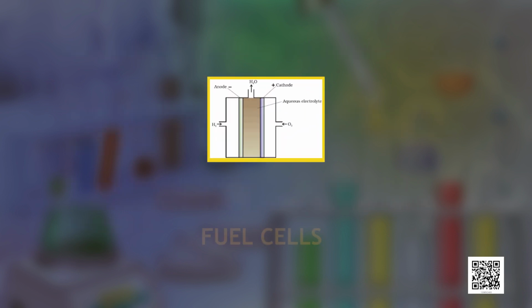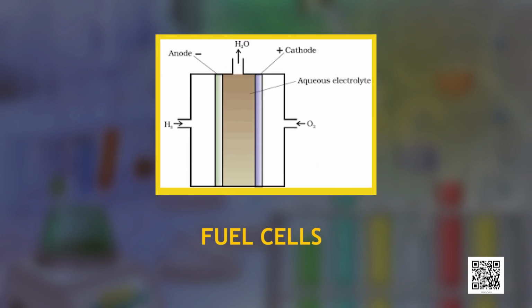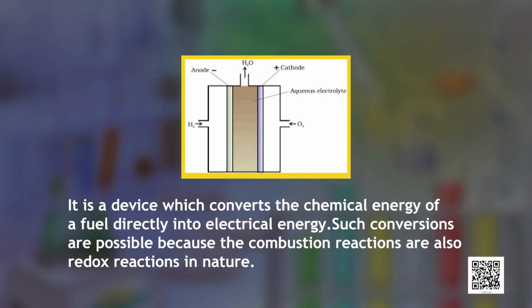The third category of batteries is the fuel cell, which is a device to convert the chemical energy of a fuel directly into electrical energy. Such conversions are possible because of the redox reactions taking place during combustion of fuel. Hydrogen-oxygen fuel cell is one such fuel cell commonly used.